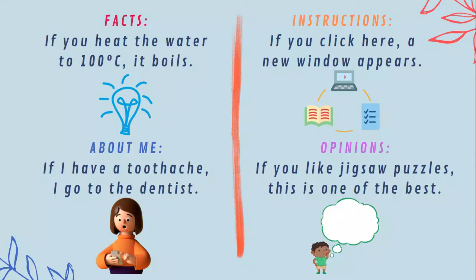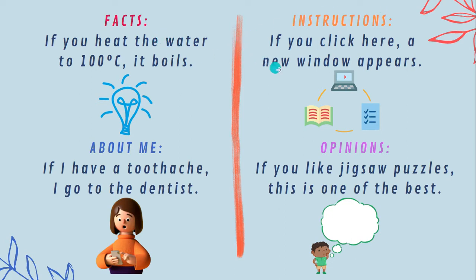Perfect. So now that you made the exercises about the zero conditional, we are going to talk about the grammar structure. But first, we are going to make a recap about what we saw in the last video. Remember that we used the zero conditional to talk about facts. For example, one sentence is, if you heat the water to 100 Celsius degrees, it boils.